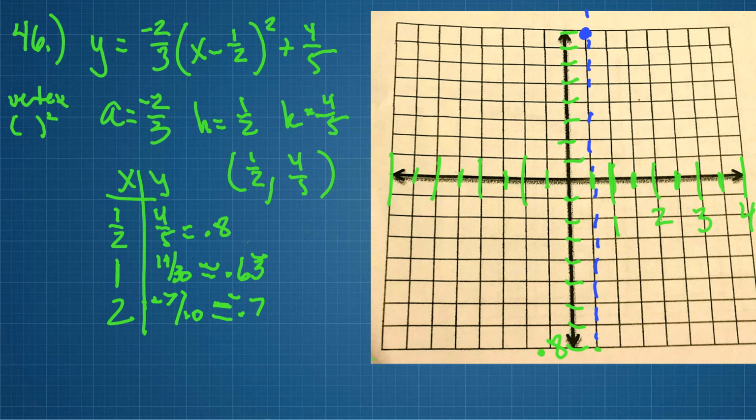I'm going to go a little bit above 0.6, and then I'm going to go 1 block away, right there. Now I'm going to do negative 7/10, which is really easy. So I go over 2, I go down to negative 7/10. I'm 1, 2, 3 blocks away. Now I make my U. And that's it for 46.